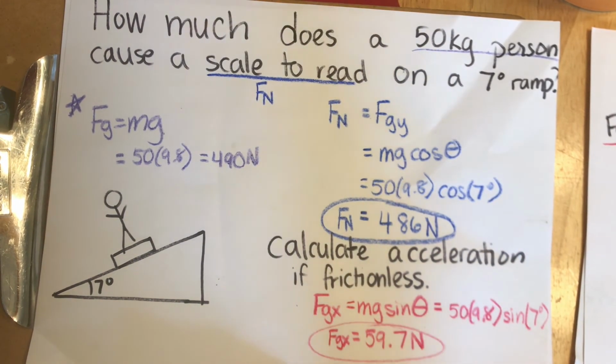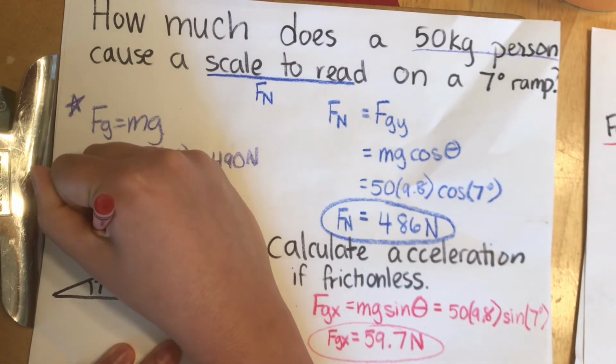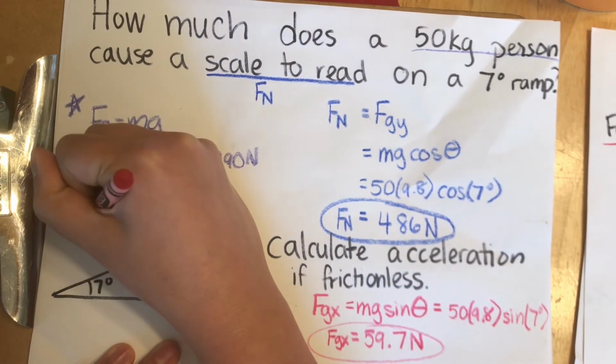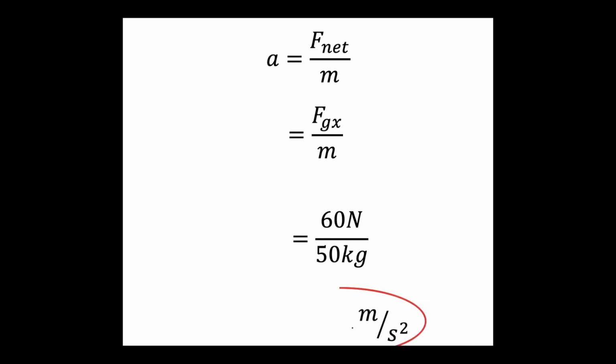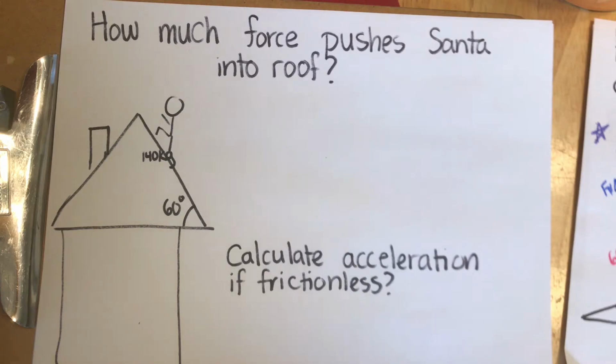So the net force, the only force causing acceleration, is going to be this approximately 60 newton force. And if you remember Newton's second law, the net force would just be my 60 newtons divided by the 50 kilograms of mass, gets me 1.1 meters per second squared for the acceleration.